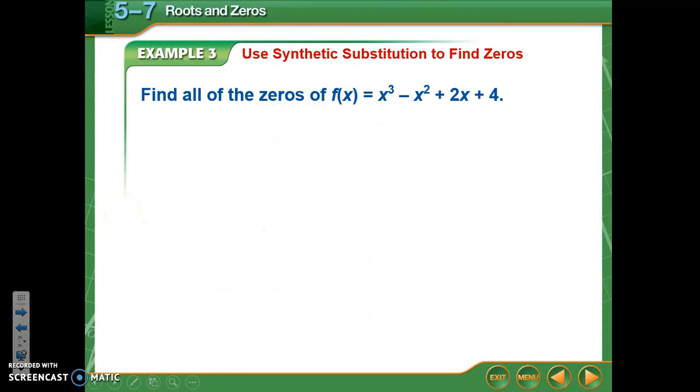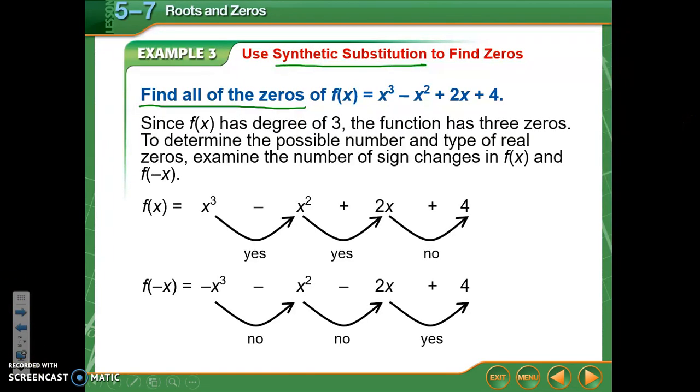All right, so notice what we're doing here. In the last example, we were finding the possibilities of combinations of the kinds of roots we could have. How many positives, how many negatives, and how many imaginaries are possible. Here we're actually going to find what the zeros are. So we're going to solve, and we're going to use synthetic substitution to do that. And to do this, we are going to start by making our Descartes' rule of signs chart so that we know what kind of zeros we should be looking for.